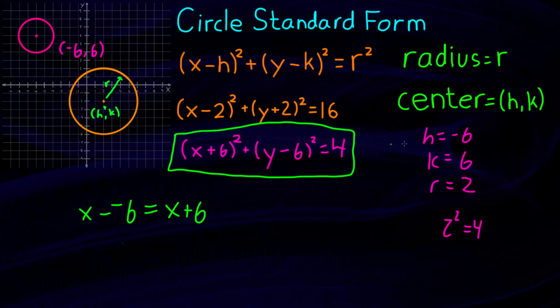The important thing to remember is that if h itself is negative, you're going to have something like this, x minus negative 6, and that's the same as x plus 6, like we see here. And then in the case of y, for this first one, y is negative 2 and x is positive 2. We've got x minus 2, that's correct. And then y is at negative 2, so we have y plus 2. The signs are kind of swapped. It's important that you understand this.